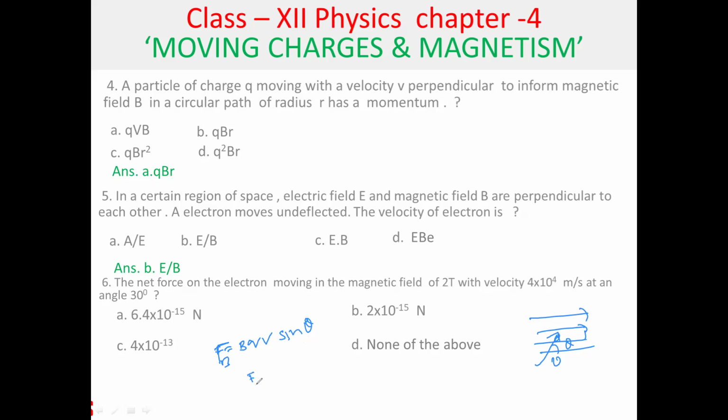Okay, the formula is F equal to qvB sin 30 degree. Here they mention the angle is 30 degree. So put the value of v, velocity in meter per second, and magnetic field B, this is the value of B, 2 Tesla, and this is the value of theta. So if we put all this, we will get the value as 6.4 into 10 to the power minus 15. Okay, so this is the answer. So let us go to the next question without any delay.